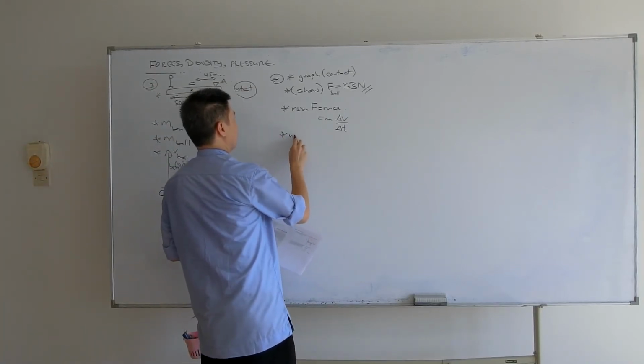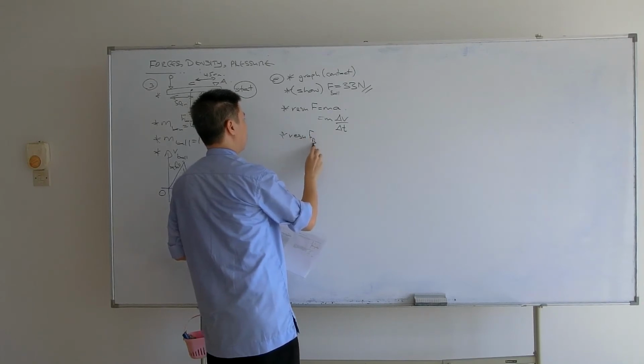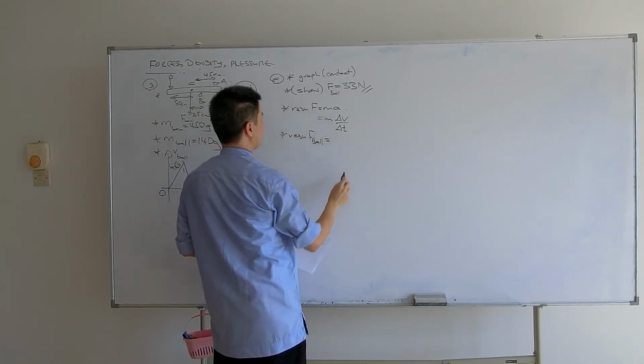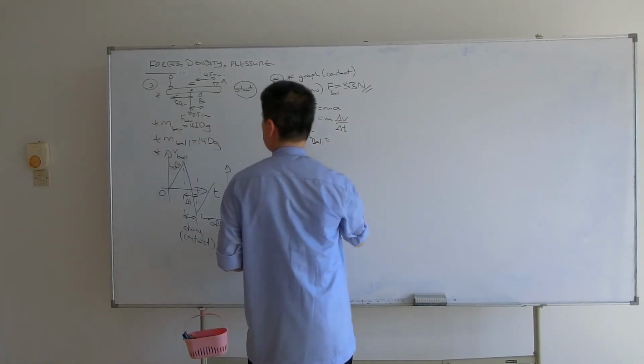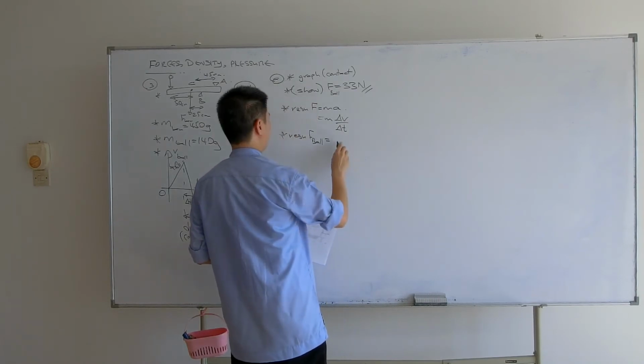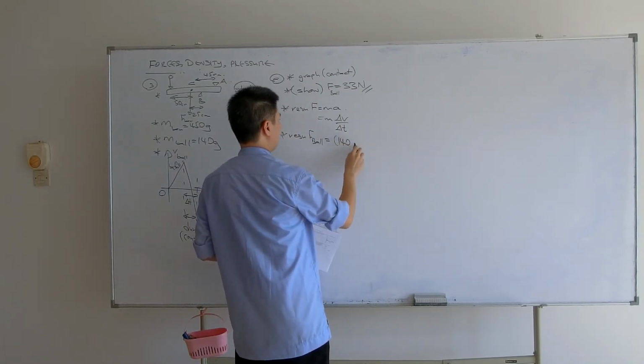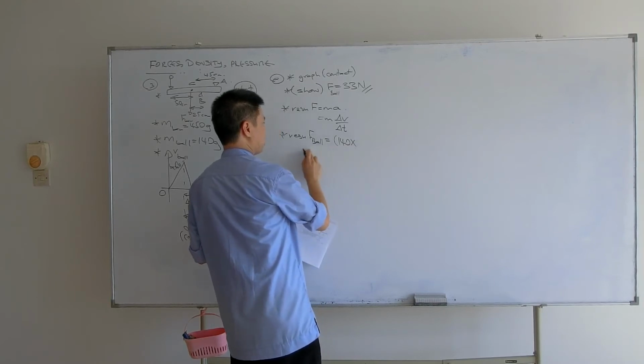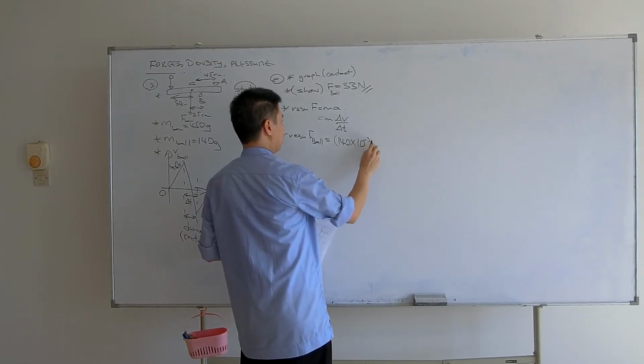So we want the resultant force of the ball on the bar. This is the mass of the ball. In this case, the mass of the ball is 140 grams. We need to change to the SI base because it's newtons, so 10 to the minus 3.